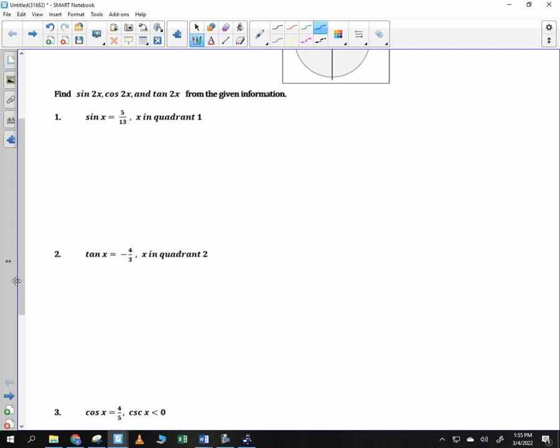I'd like to look at problems 1, 2, and 3 with you just to help you set up. Notice it sets up exactly like the one we did in class. It says find sine of 2x, cosine of 2x, and tangent of 2x, which is what we were doing, right? In order to do that, true or false, you're going to have to figure out cosine eventually, right? So if you're given sine, what can you use to figure out cosine? The most important formula in all of trigonometry.